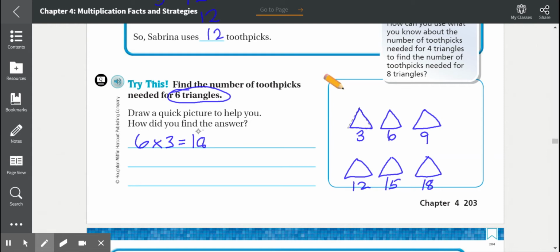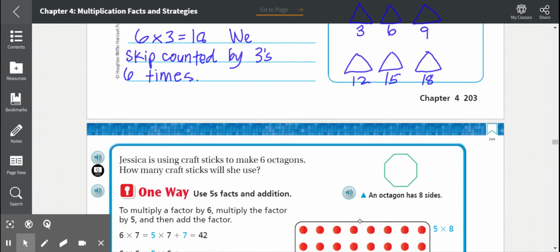How did you find your answer? We skip counted by 3s. So we can answer that by this. We skip counted by 3s 6 times. Okay, go ahead and turn the page.